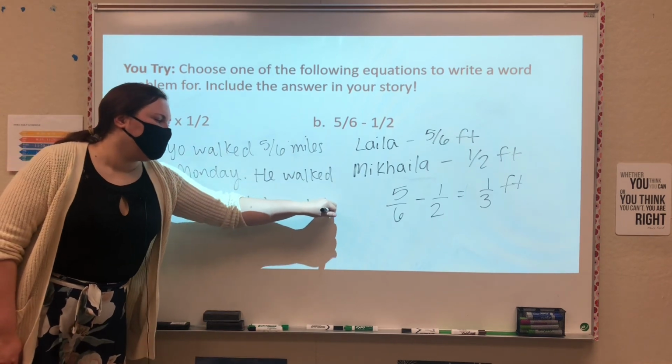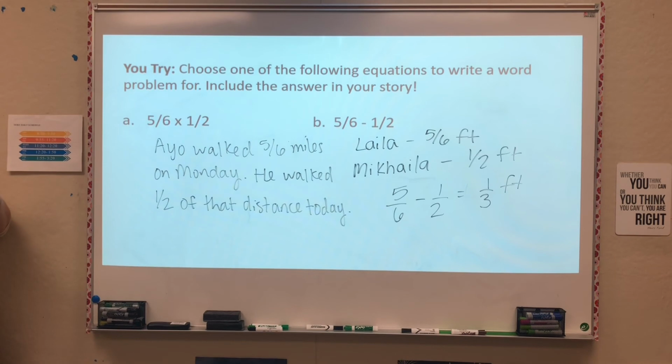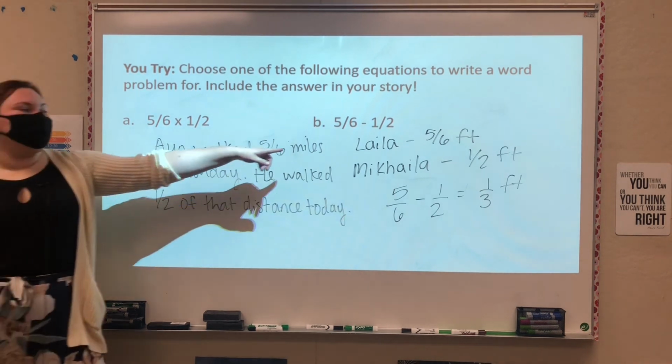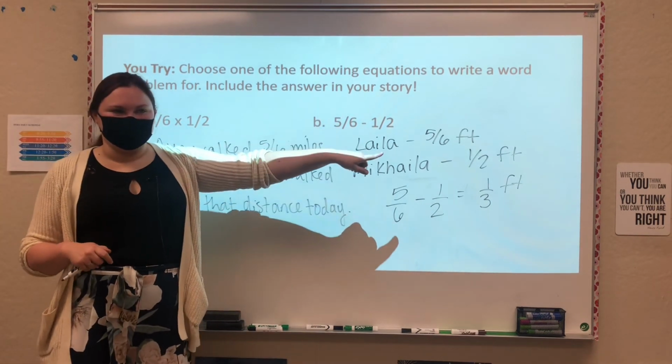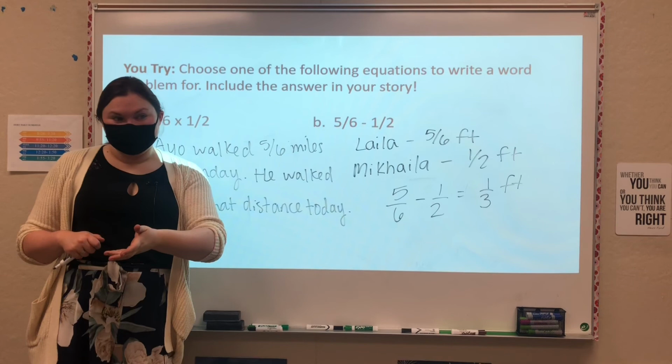What would my question be? 5/6 times 1/2. What would the word part be? He walked 1/2 of the distance. So this, I haven't asked a question yet. I'm just giving information. What would the question part be? What about the distance? For example, you told me Layla grew this much, Michaela grew this much, and then your question was, what is the difference in their height?